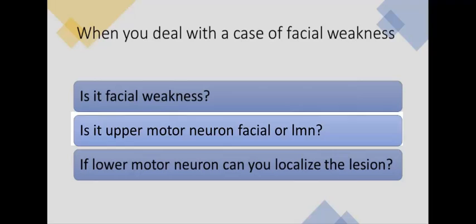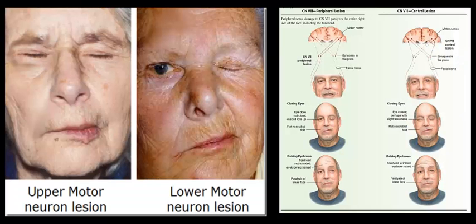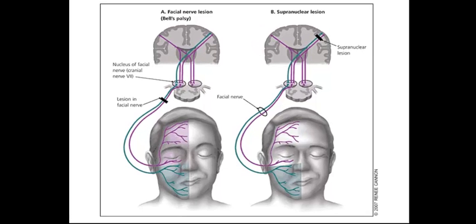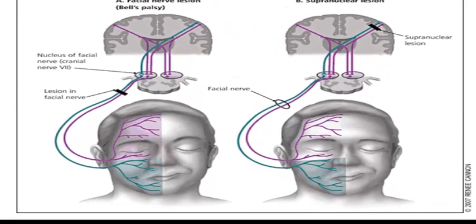To illustrate this point, we need to understand some simple facts. Number one, upper motor neuron facial weakness affects only the lower part of the face. If we look at this picture, the fibers supplying the upper face are in violet, while those supplying the lower face are in green.